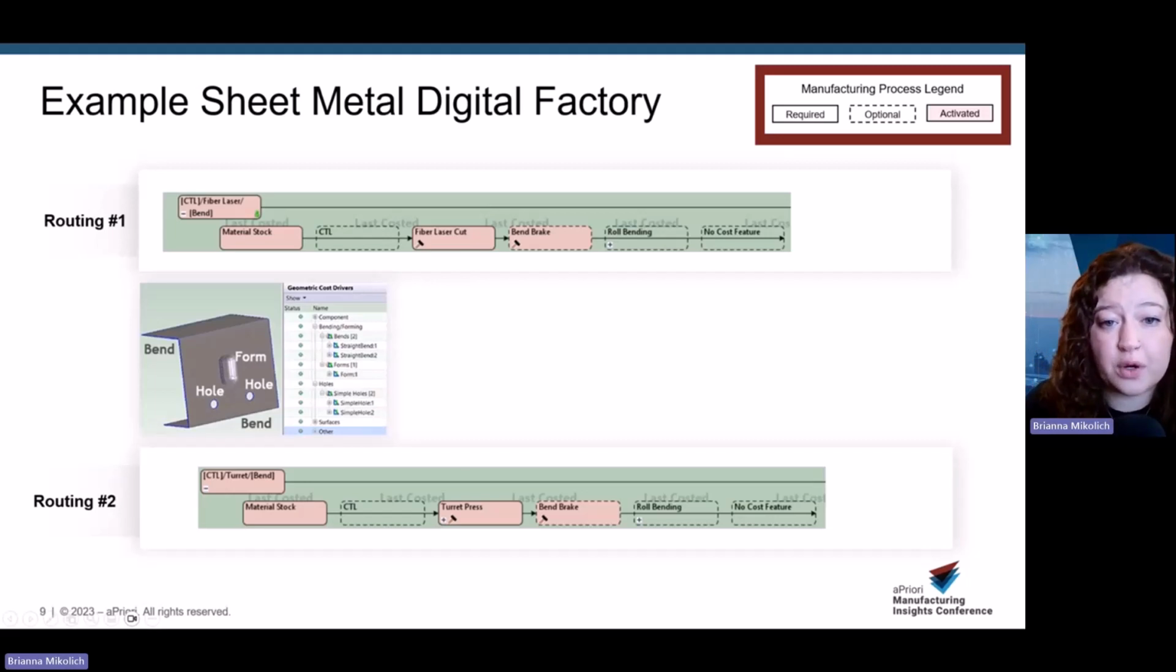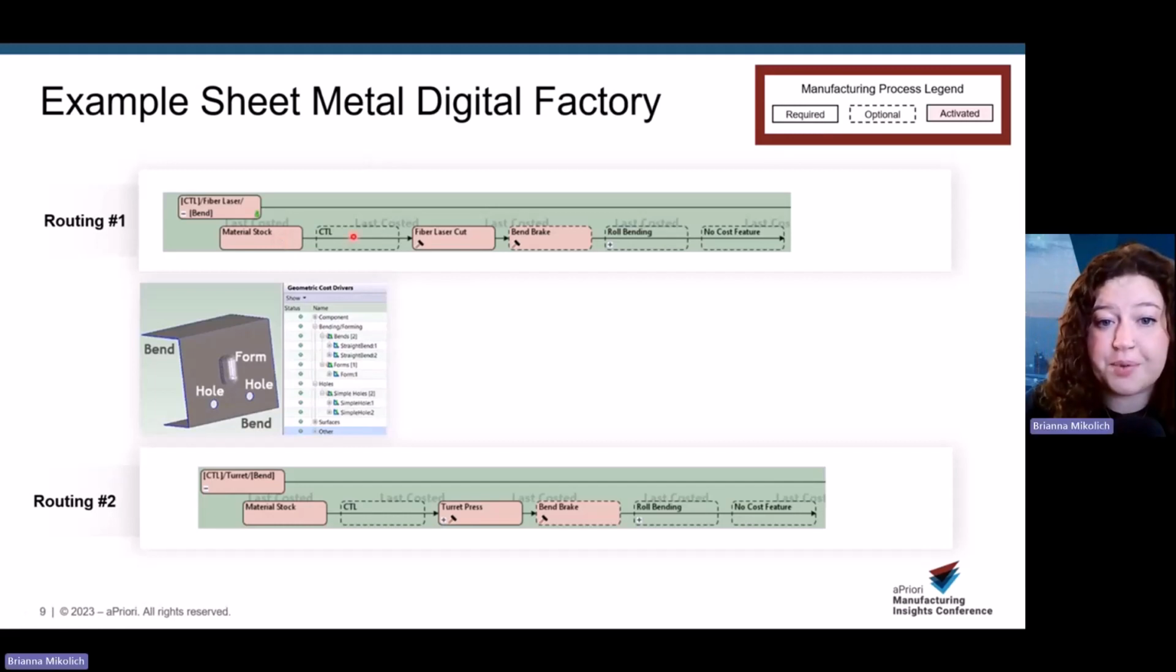aPriori will now look for a routing that can manufacture all of those pieces of geometry successfully. And of course, it will start with routing number 1. Based on the geometry of the part, which extracts the size, aPriori is going to cross-reference the size of the part with a predefined list of all of the available stock forms in this factory. That's here for material stock selection.